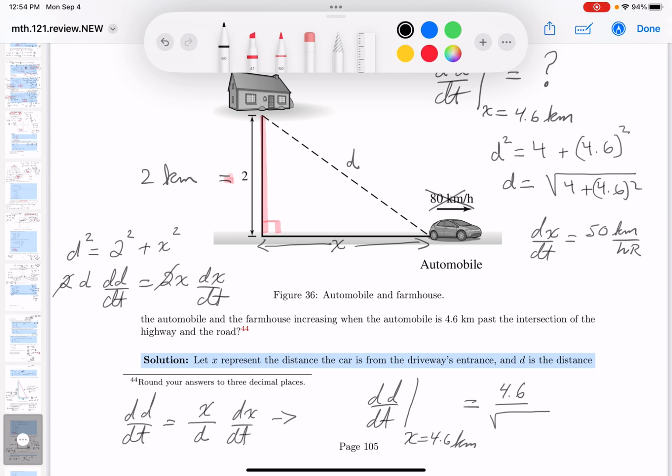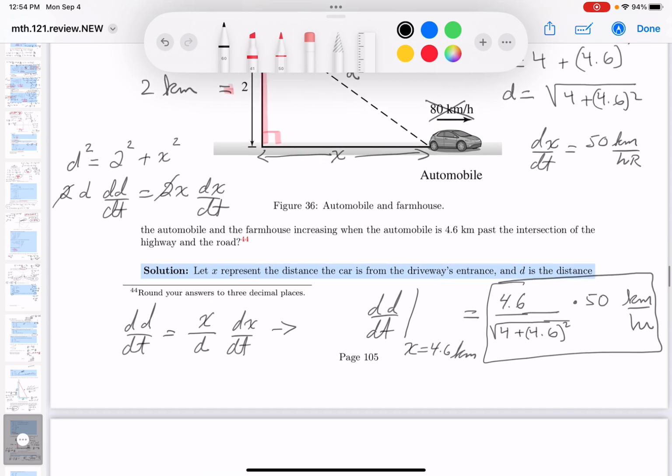But if this is an exam question, again, no need to do the arithmetic on these because you don't have a calculator on the exam. When you're doing homework, though, you probably should be using a calculator. All right, let's keep moving. Times, what's dx/dt? 50. What's the unit in this going to be? Kilometers per hour. All right, that's what I boxed as my answer.